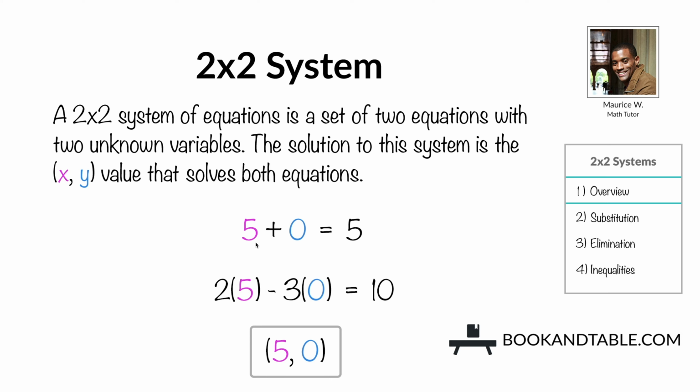So x is equal to 5 and y is equal to 0 winds up making both equations true, and thus (5, 0) is the xy value that solves this system.